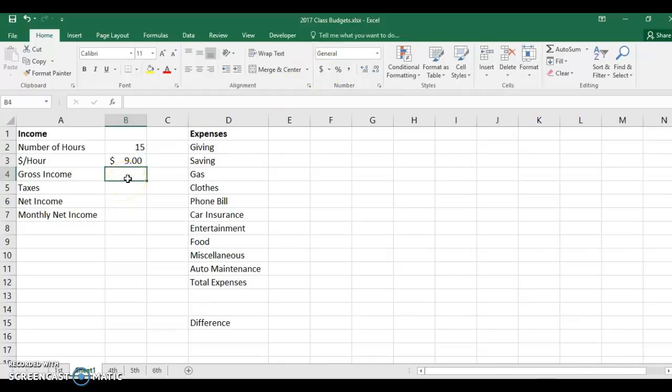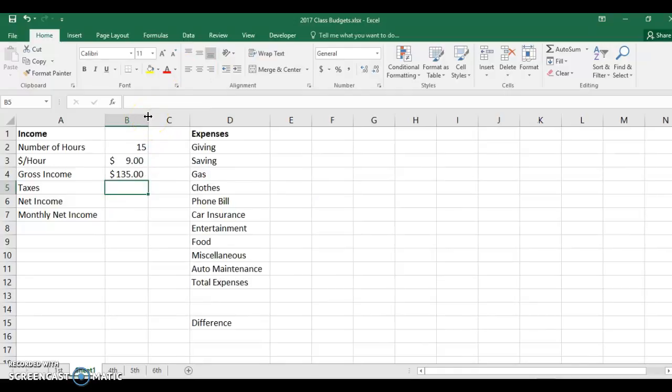All right, so we're going to put in our first formula here to calculate gross income. Gross income is your income before taxes, and it's going to be equals your number of hours times your dollars per hour, what you get paid. Anytime you get the pound signs there, you can just extend the width of your column.